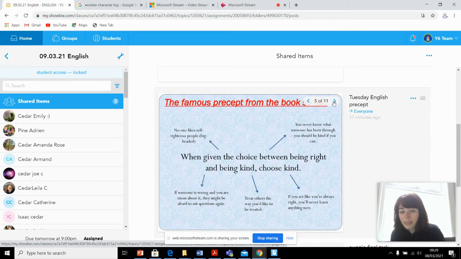So, this precept is a great precept to live by, and it's the one that Mr. Brown asks all the children to follow. And I think it's a great one for us to start this time with because it's a great one for both our classes to follow. So, when given the choice between being right and being kind, choose kind is an amazing precept. And I think it's one that we'll take on board and use for the rest of the term. Okay? And kindness is going to be a bit of a theme that runs through our work and our half term. So, we'll remember that as we move on in the lesson. Okay, so that's the famous precept that we've seen so far in the book.